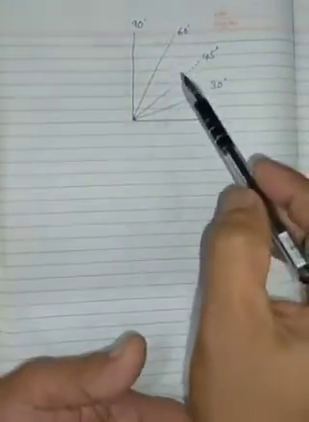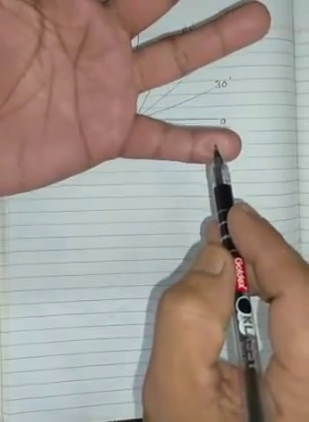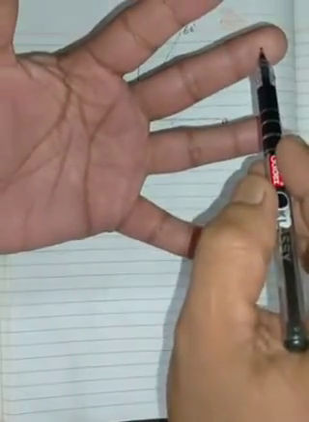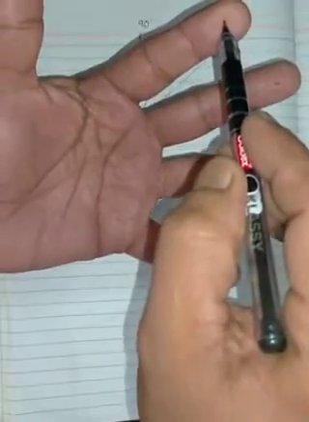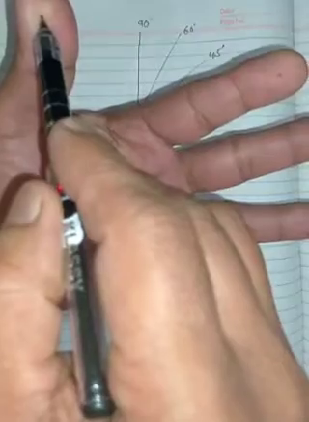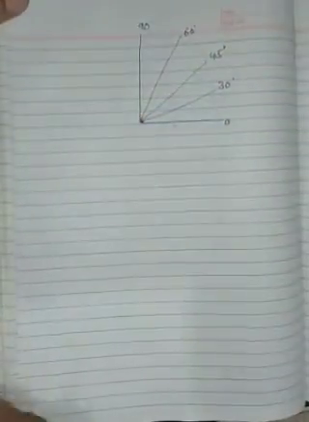If you compare this figure with your hand, then you will find that this finger shows 0 degree, this shows 30 degree, this shows 45 degree, this shows 60 degree and the thumb shows 90 degree. Okay? So how we can find out the ratios of sine for these angles using our hand, I will tell you in this video. So let's see what is the method.